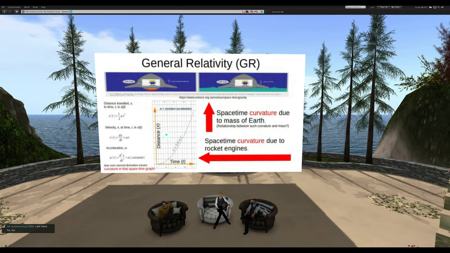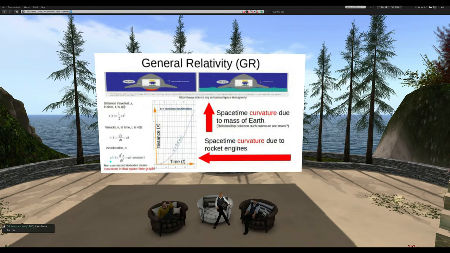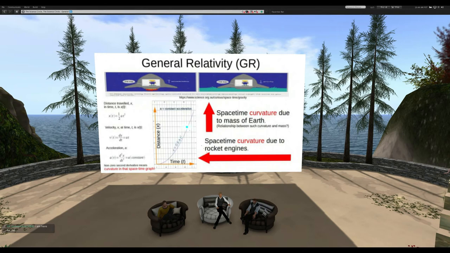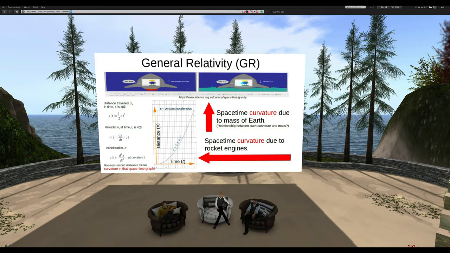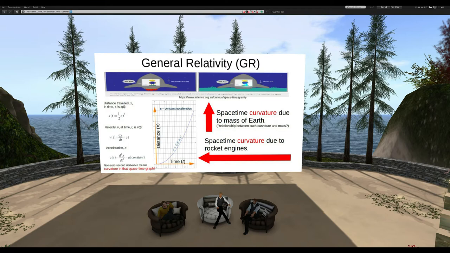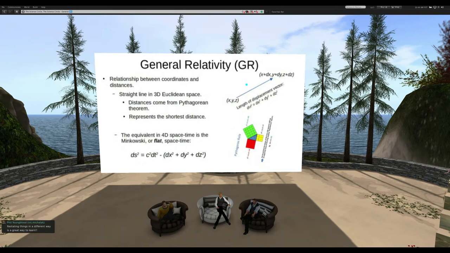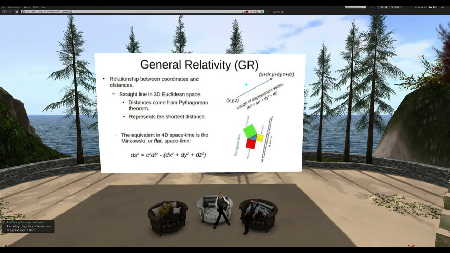I have to go through this quickly, I'm afraid. If you plot the distance traveled by this rocket as a function of time, you see this nice curve. Its second derivative of distance with respect to time is the acceleration, which is non-zero. So there's curvature. This is a space-time diagram, so to speak, and you see curvature, as Matt mentioned earlier. So if there's curvature here, since they're the same, there must be curvature here. And this curvature must be due to the mass of the Earth, because there's no obvious acceleration here.